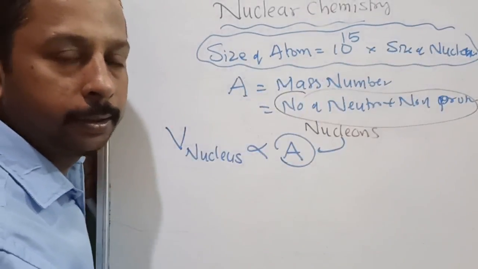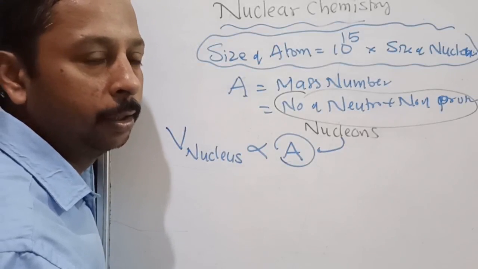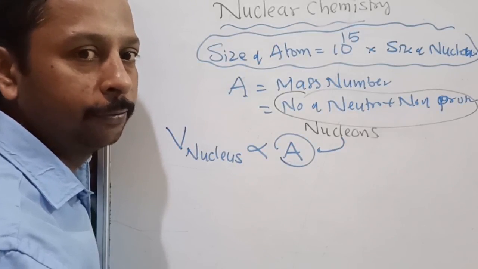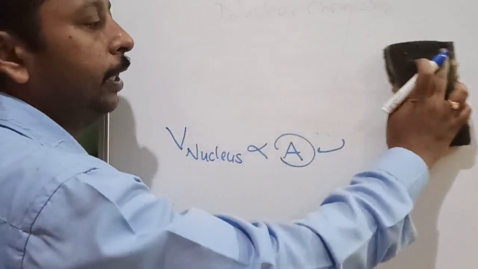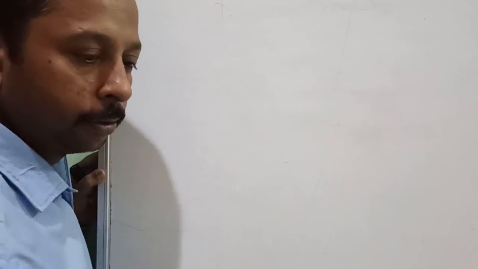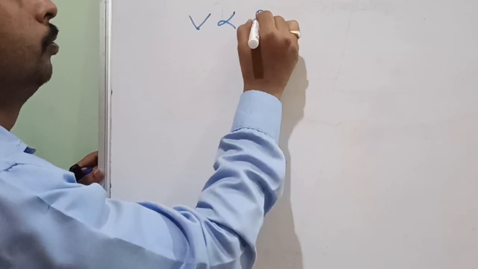All of you noted this or not? If not noted, grab this. This is going to make your life very comfortable, going to give you 4 marks instead of -1 mark. So you will be benefited by 5 marks because of this single line. Okay, so what I told you, volume is directly proportional to A.